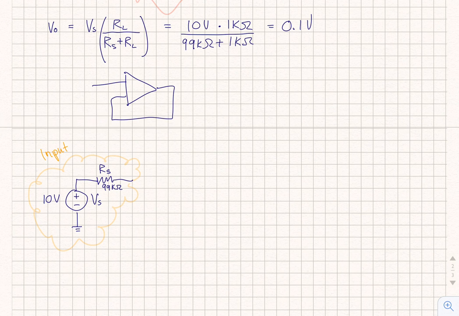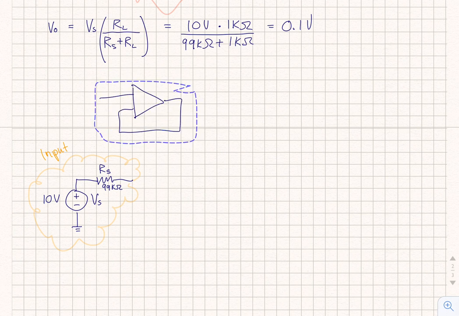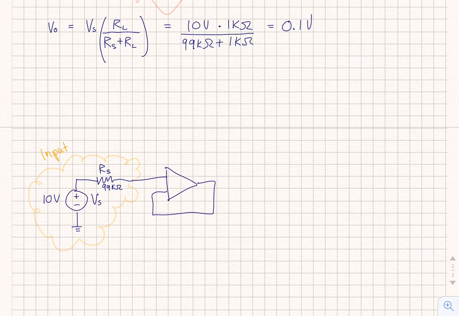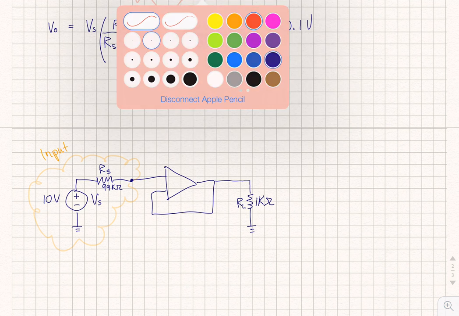Alright, so you've got your input here, and now we're not going to connect these two stages together by themselves. We're going to add this unity gain buffer in here. Okay, and then we're going to connect our next stage, which was a load resistance, RL, and we said this was 1 kilo ohm, and then the left side was 99. Alright, so what happens now?